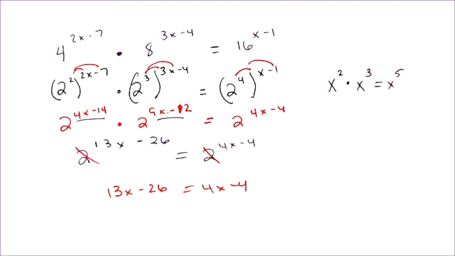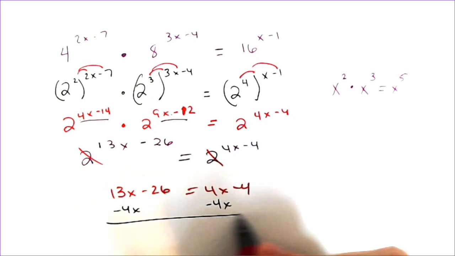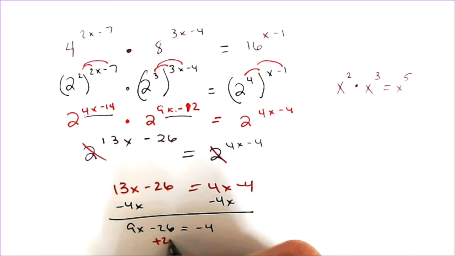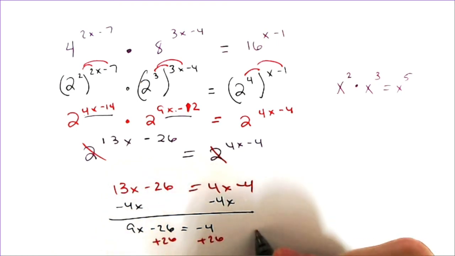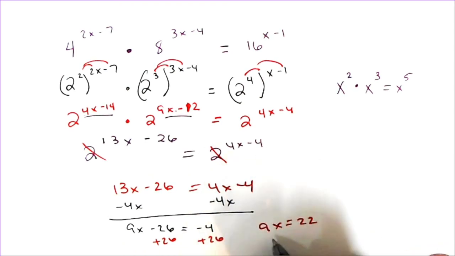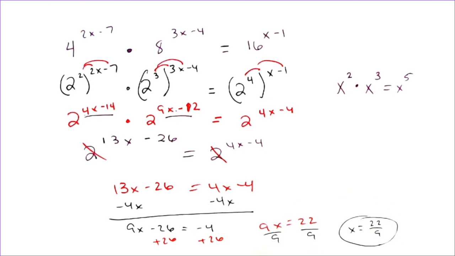Solve it. For the first time in a while, I'm going to subtract the 4x to move the x's to the left side because that would make them positive. 13 minus 4 is 9x minus 26 equals negative 4. Add 26, add 26. I'm out of room. 9x equals 22. Divide by 9. Your official answer, 22 over 9.